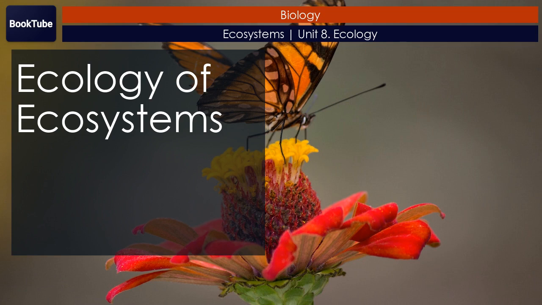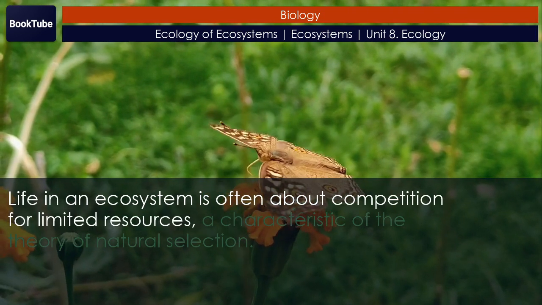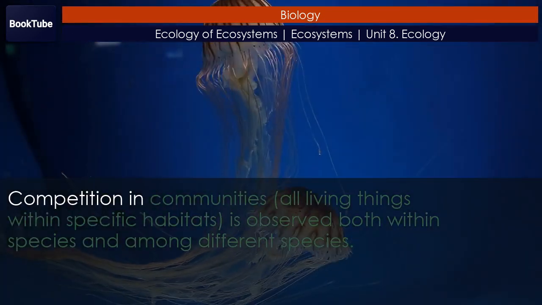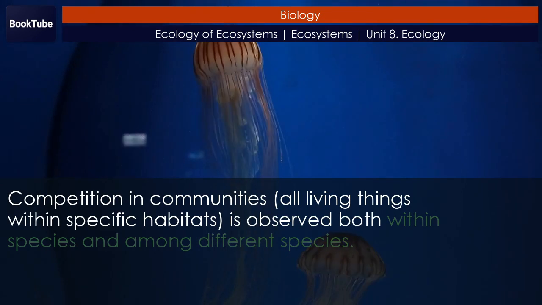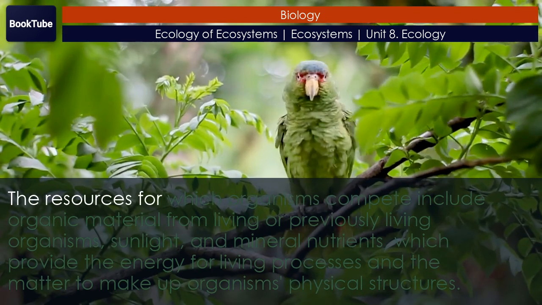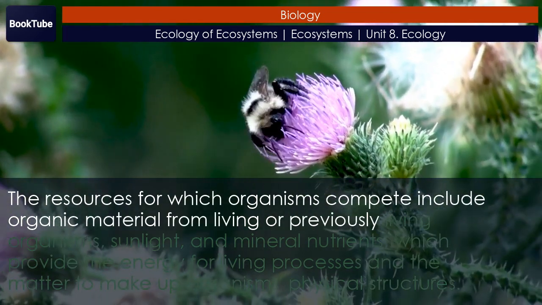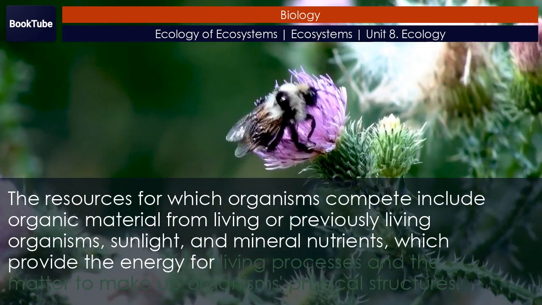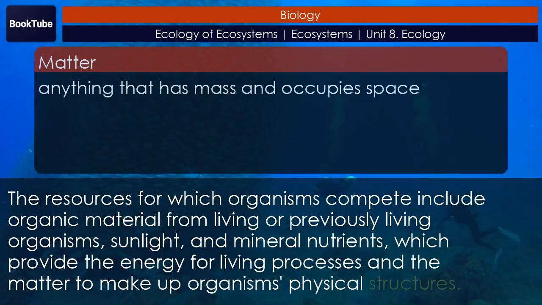Ecology of Ecosystems. Life in an ecosystem is often about competition for limited resources, a characteristic of the theory of natural selection. Competition in communities, all living things within specific habitats, is observed both within species and among different species. The resources for which organisms compete include organic material from living or previously living organisms, sunlight, and mineral nutrients, which provide the energy for living processes and the matter to make up organisms' physical structures.